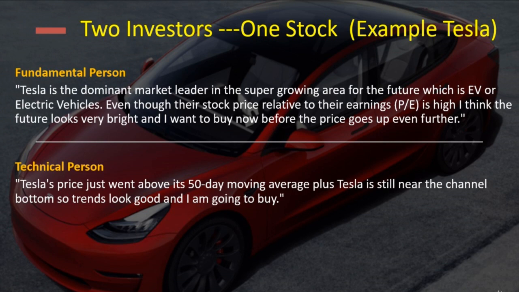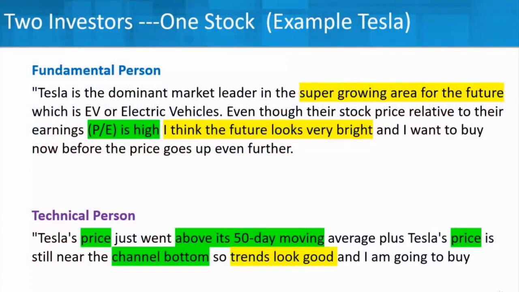A technical person, also interested in buying the stock, might say, Tesla's price just went above its 50-day moving average. Plus, Tesla is still near the channel bottom, so trends look good, and I'm going to buy. So if you break that down a little bit, you can see some of the words popping out. Let's look at this here, where the fundamental person is looking at growth, super growing area. They're going to use a ratio, more feelings, like I think the future looks bright. A technical person's not about feelings. They're about technical. They're about math and charts and market sentiment, those things.